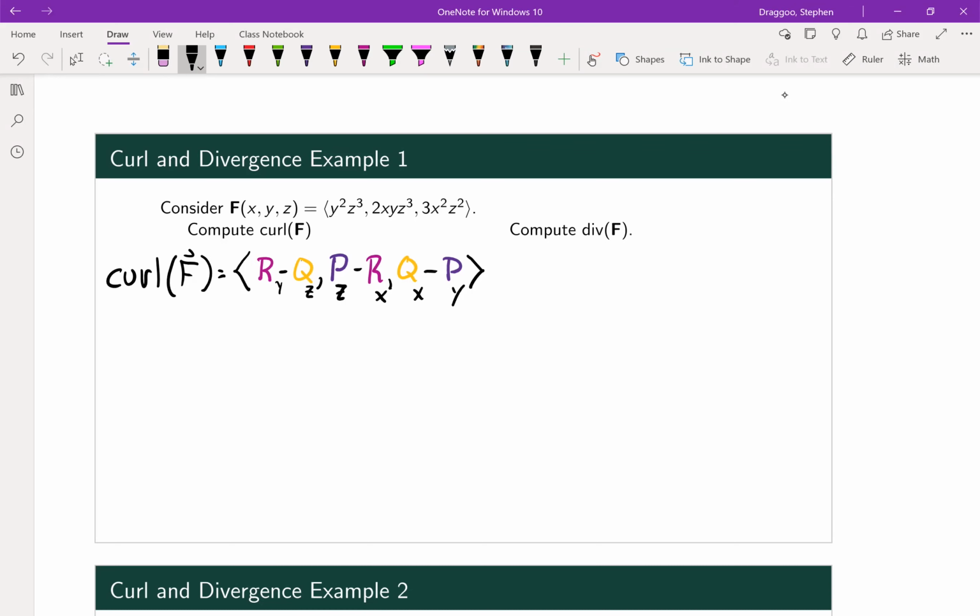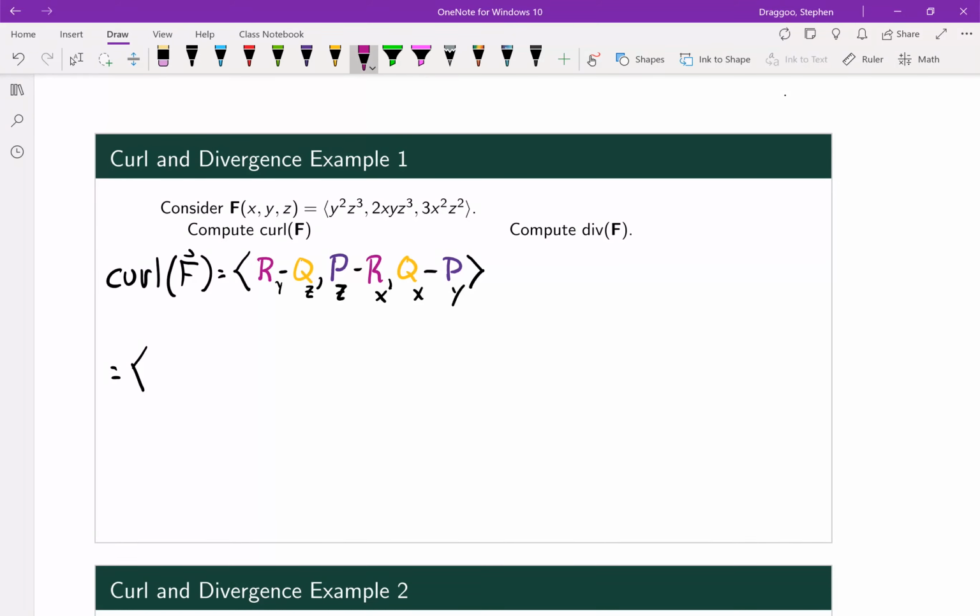Also notice that in that curl, no element of the field f gets its own partial derivative. So I'm going to take the partial of R with respect to x and y, but not with z. I'll take the partial of Q with respect to z and x, but not with y. Partial of P with respect to y and z, but not with x. That's kind of a fun idea. Hooray for patterns.